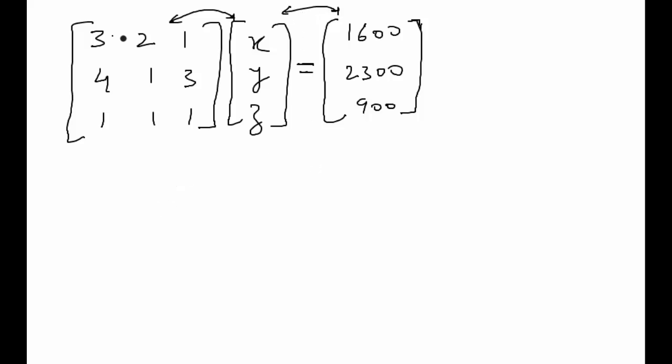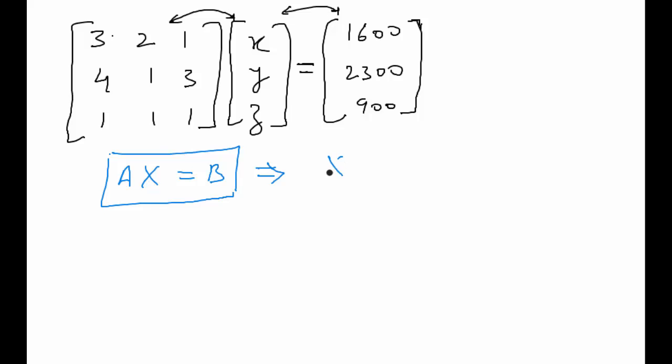Okay, so how to proceed now? Now you need to see that this particular form of matrix equation can be written as A, which is a constant matrix, into X, which is a variable matrix, is equal to B, which is again some constant matrix. This equation is of the form AX is equal to B. So now if I can get A inverse somehow, and if I multiply A inverse both sides, I will get X is equal to A inverse B.